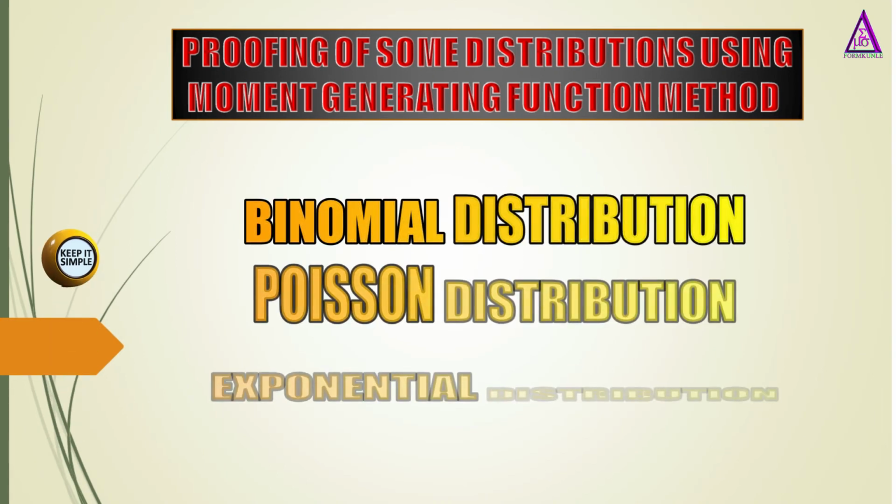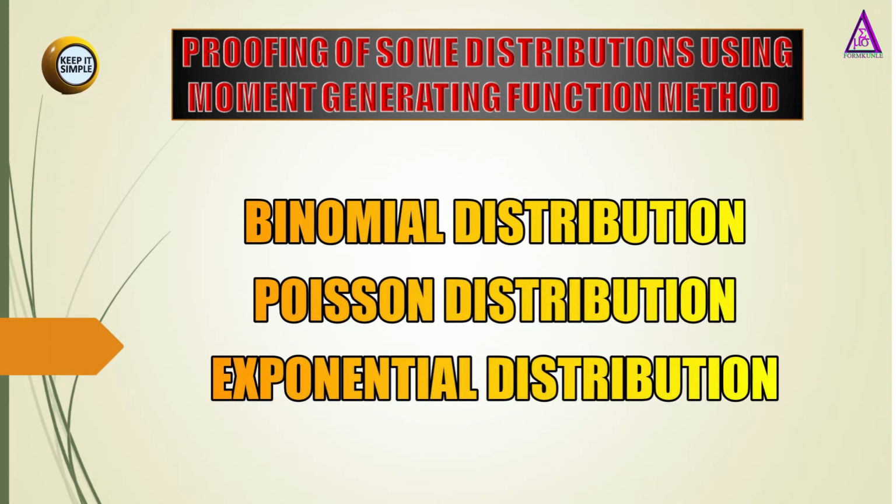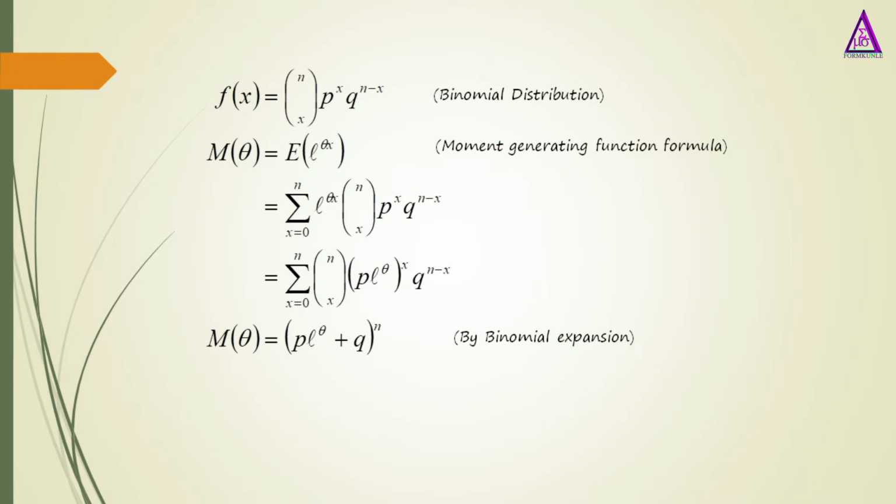How to use the moment generating function to prove some distribution. I would like to start from the binomial distribution. The PMF of the binomial distribution is f(x) equals n combination x, p raised to power x, q raised to power n minus x.